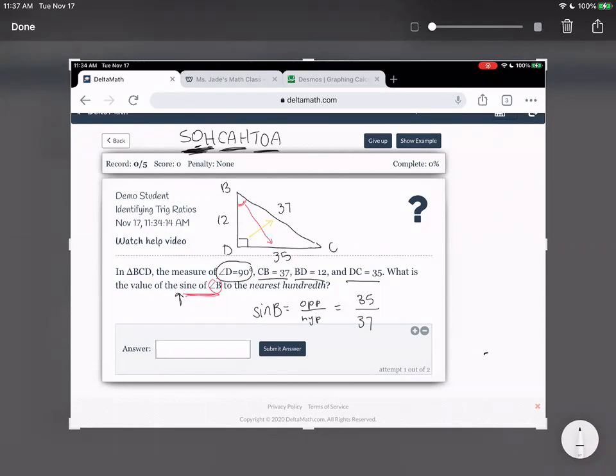So they say, what is the value of sine of B to the nearest hundredth? That means they want us to give a decimal answer. So we're going to type 35 over 37 in the calculator and round it to the nearest hundredth. So let me do that. 35 divided by 37, and I get 0.9459459. We're going to round it to the nearest hundredths. That means we want two decimal places, so we have to look at the first three. And I see that the last one is a 5, which means we're going to round up. So 0.95 is our answer.